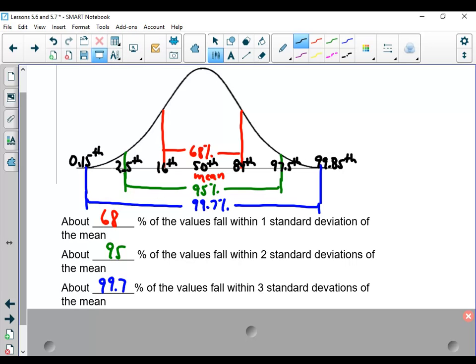So all this is a little bit confusing, I know, until you put it to a situation. So if you look on the back of that first page, let's see how this might tie to a certain situation.